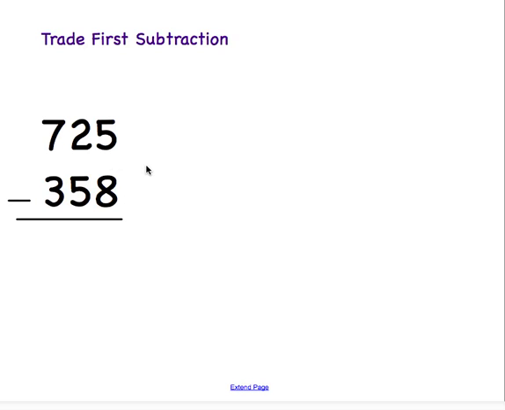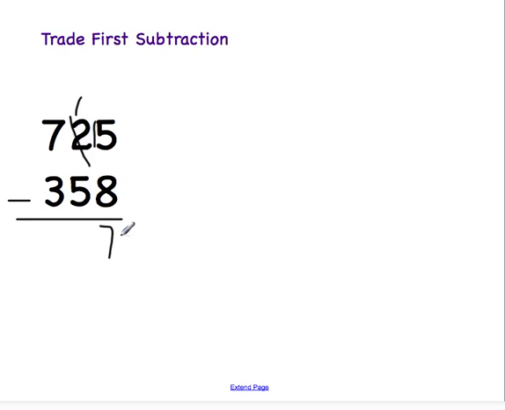I need to go over and borrow from the tens place. I'm going to cross out the 2, which is worth 2 tens. I'm going to save 1 ten, and I'm going to give the other 10 to the ones place, and now it becomes 15, because 1 ten and 5 ones is 15. 15 take away 8 is 7, and I write that down.